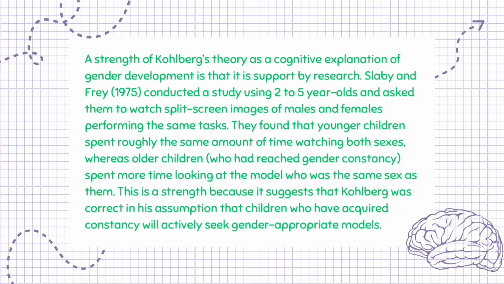A strength of Kohlberg's theory as a cognitive explanation of gender development is that it is supported by research. Slaby and Fry, 1975, conducted a study using 2 to 5-year-olds and asked them to watch split-screen images of males and females performing the same tasks. They found that younger children spent roughly the same amount of time watching both sexes, whereas older children, who had reached gender constancy, spent more time looking at the model who was the same sex as them. This is a strength because it suggests that Kohlberg was correct in his assumption that children who have acquired constancy will actively seek gender-appropriate models.